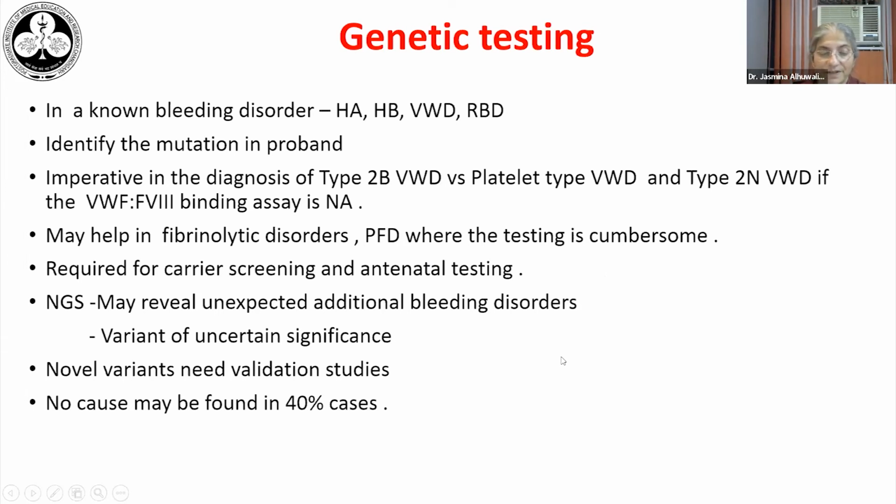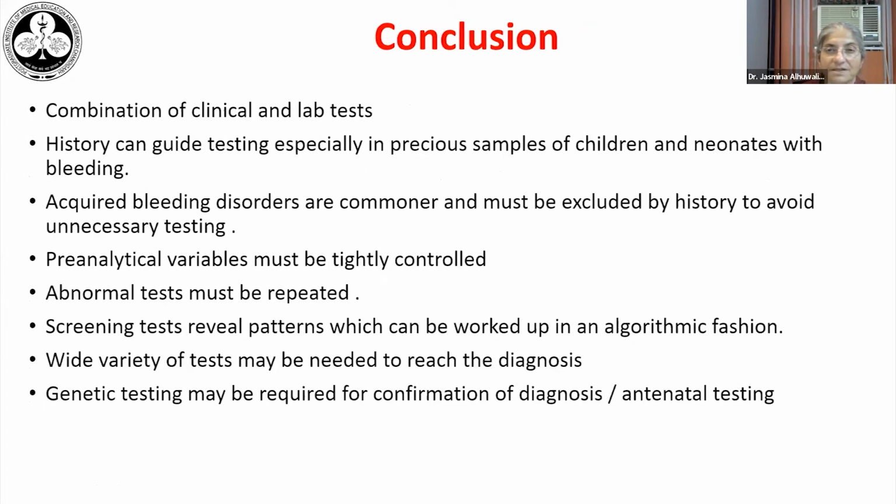Molecular testing doesn't come free of problems. Sometimes it may reveal unexpected additional bleeding disorders, and we do not know how much of the bleeding phenotype may be as a result of these. It may throw up a variant of uncertain significance where, again, we are at a crossroad, how much importance to give it in terms of why it has caused bleeding in a particular individual. Whenever a novel variant is found, we need to do validation studies. And despite all extensive testing and genetic testing, we may never be able to find the cause of bleeding in nearly 40% of our patients.